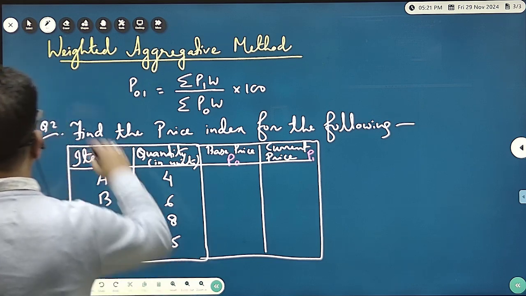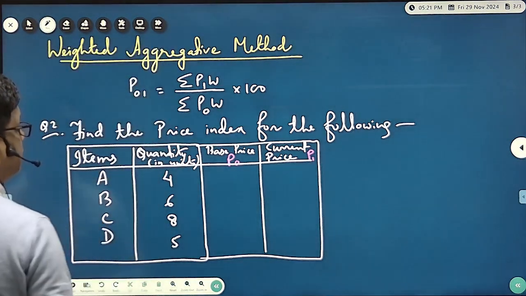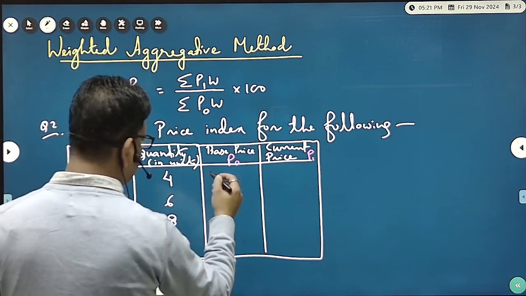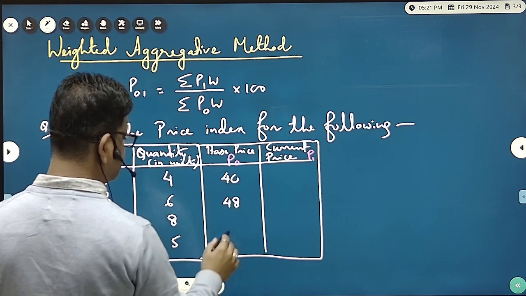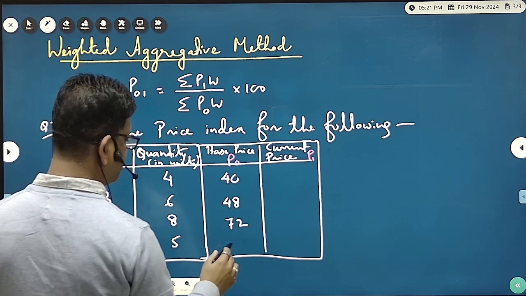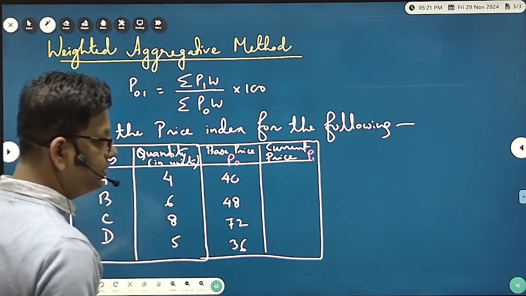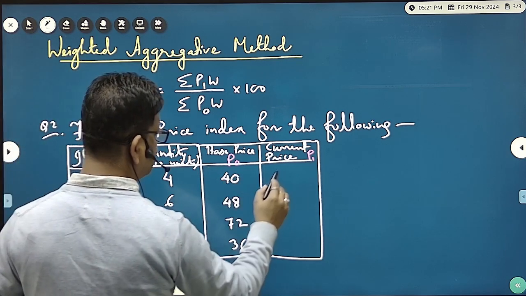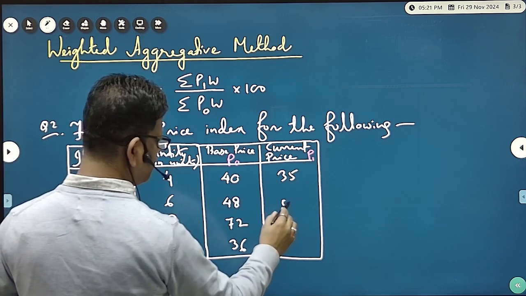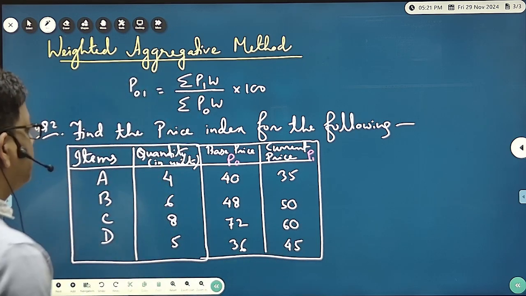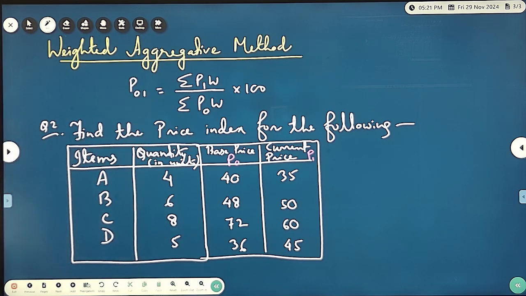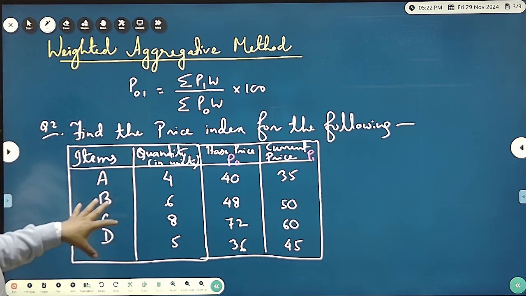Now if I write the base prices, for example this is 40, suppose this is 48, suppose this is 72, and suppose here 36. It doesn't matter whether they are increasing or decreasing, it can be in any order. Suppose the current price of this got decreased, this got increased, this got decreased, this got increased. Now how to understand that the weighted aggregative method is to be applied here? The reason is that their weights are given, that means their quantities are mentioned, how much is bought of each item.